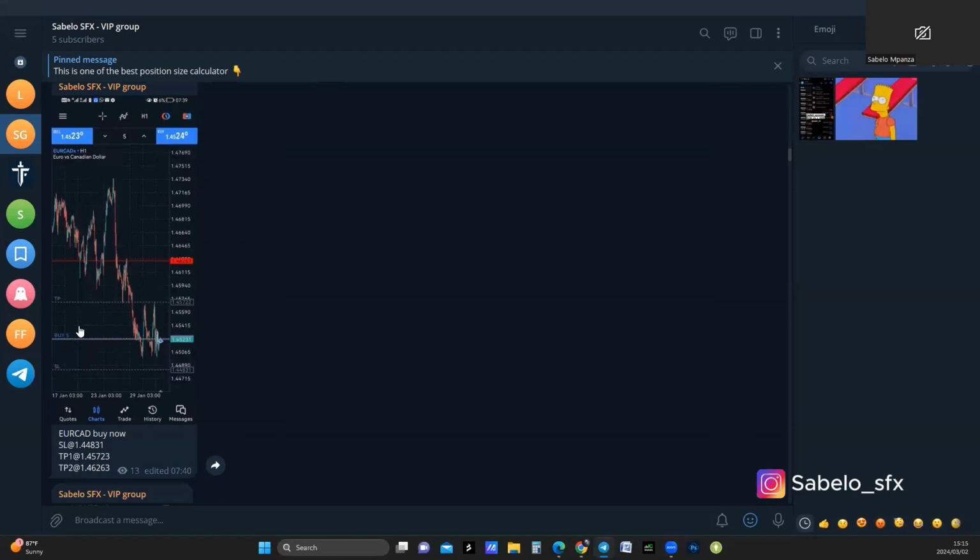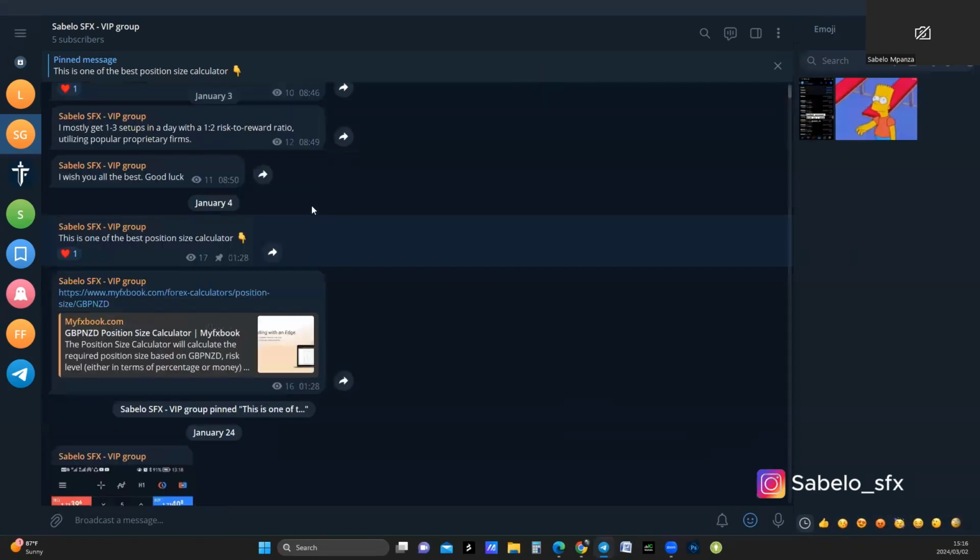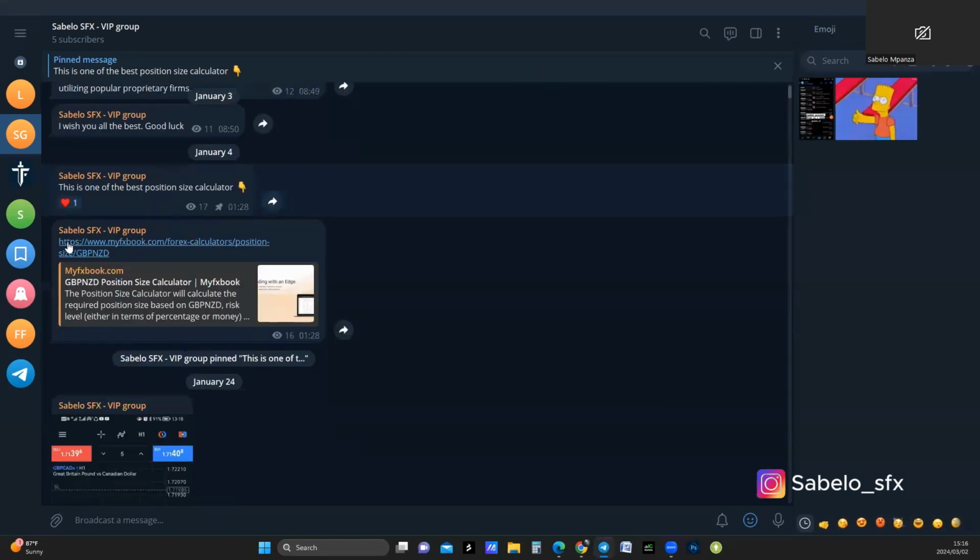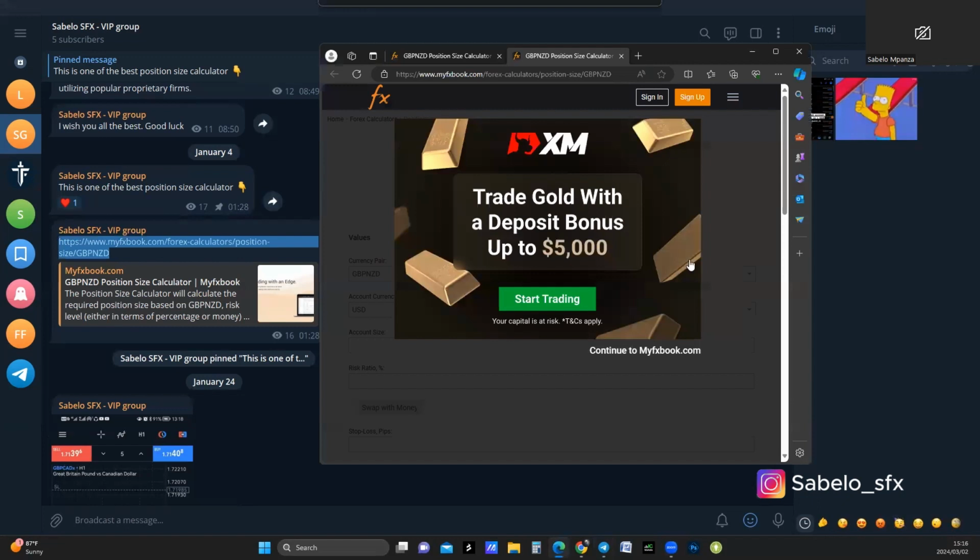So that's why here I'm using bigger lot size, because prop firms are giving us access to use a big amount of money to trade. So I'm just focusing on trading prop firms. Another thing is that my Forex calculator is this one here. You just click here, my FX book. It looks like this.